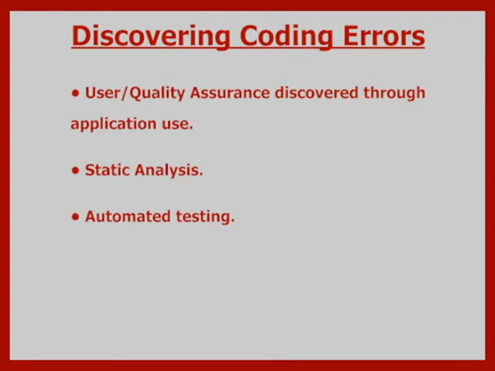So how are coding errors discovered? Well, an obvious way is through its use. Sometimes it may be hard to tell you actually have an error until functionality is put to the test in a real-world situation. Best case would be through quality assurance practices catching the error before application release.